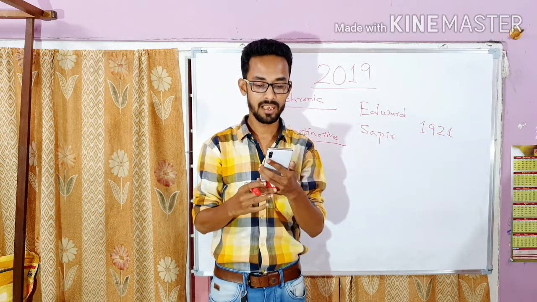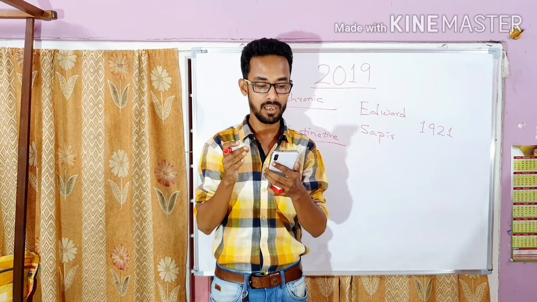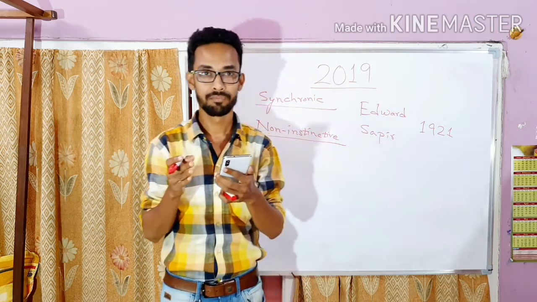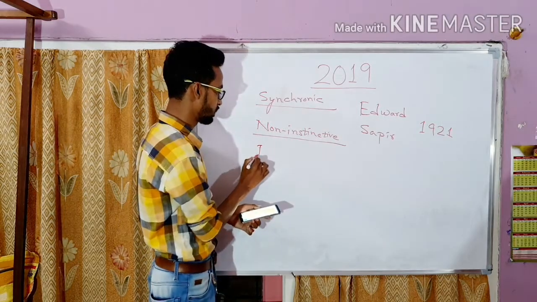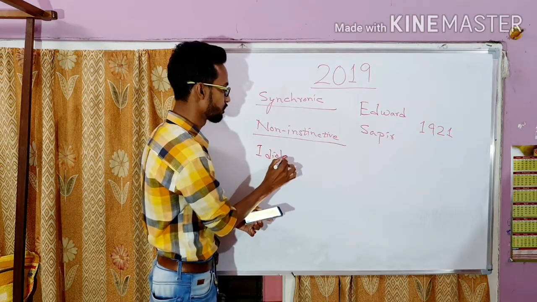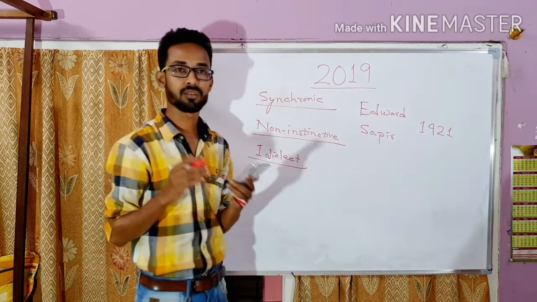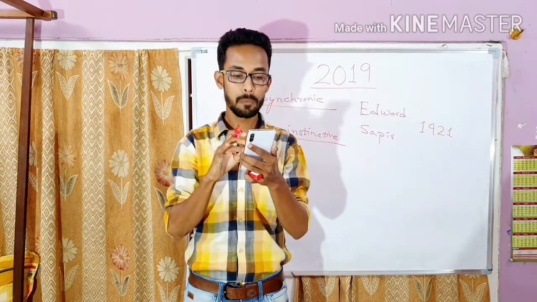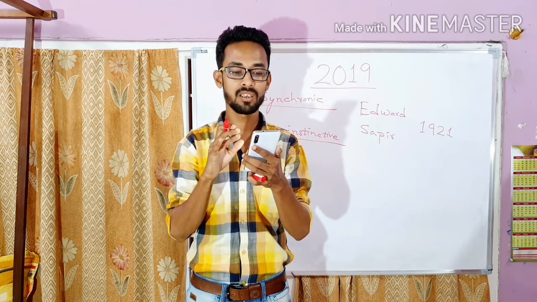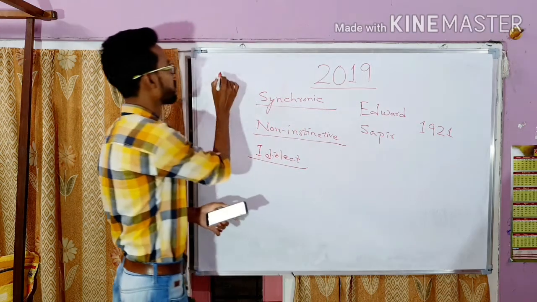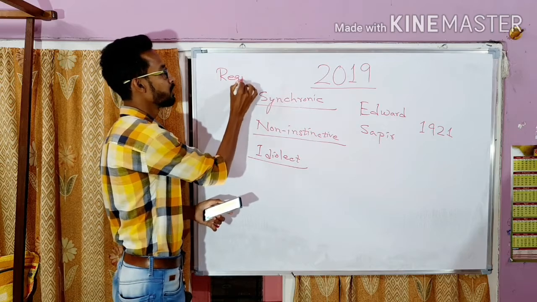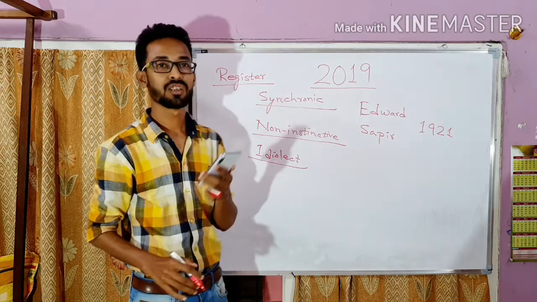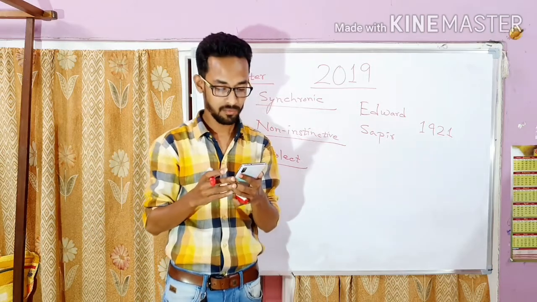Edward Sapir, a linguist, gave the statement in 1921. Next, the term dash is used to refer to the idiosyncrasies of an individual speaker. The answer is idiolect. When it is of an individual speaker, it is idiolect. Next, language according to situation is called register.